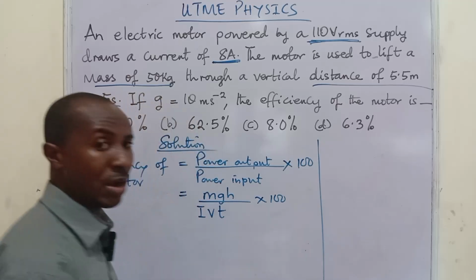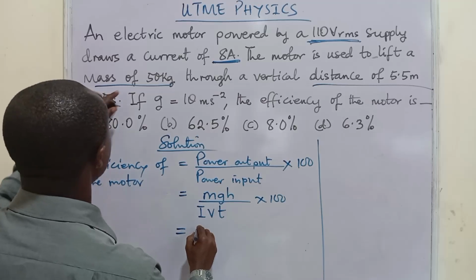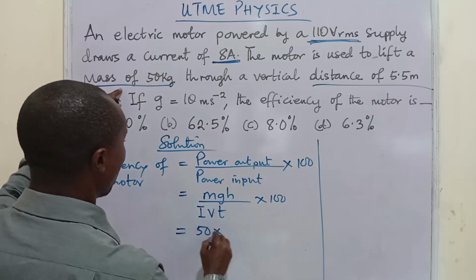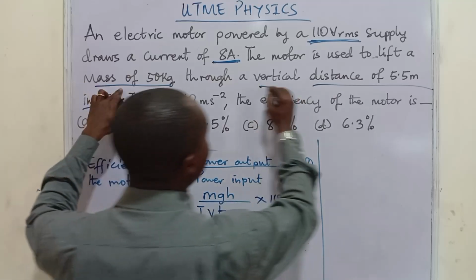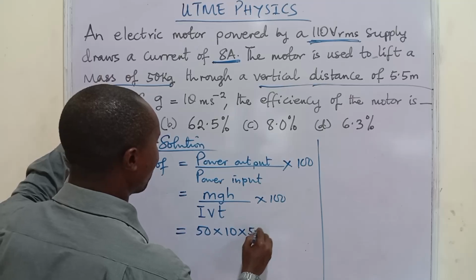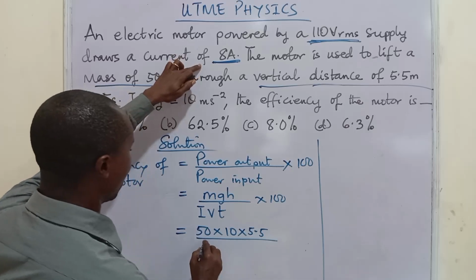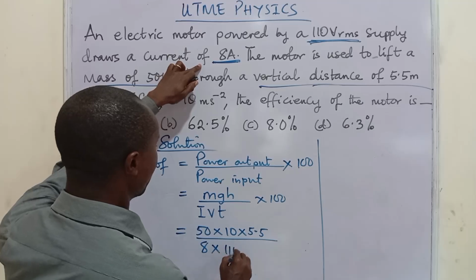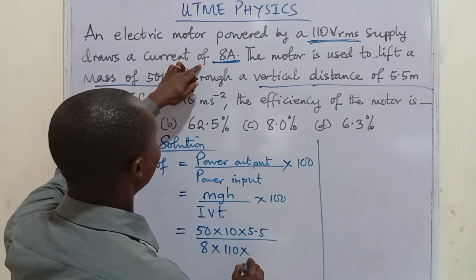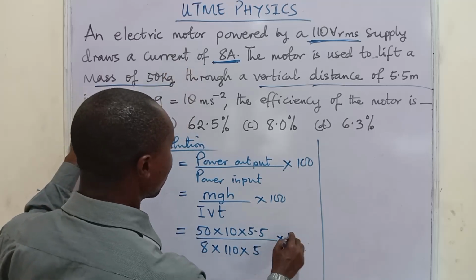Please take note of how I'm breaking it down for you to understand. What is our mass? Given to us as 50 kilograms. Value of g is 10. The vertical distance is 5.5, all divided by the current flowing through this, 8 ampere. The voltage is 110. And the time is 5 seconds. Please take note of this.